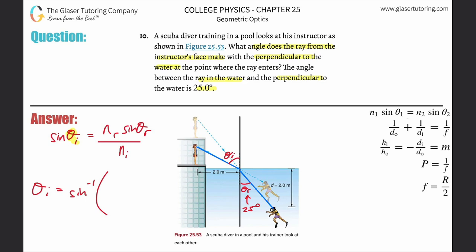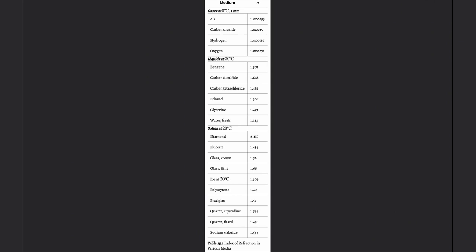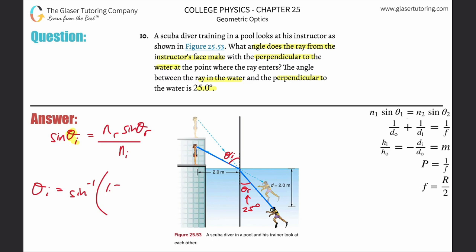What is the index of refraction of the refracted part? Well, this is water, right? So we go to our table and find water, under liquids. Here's water, fresh: 1.333, that's the index of refraction there. So 1.333 times the sine of the refracted ray, which was 25, divided by the index of refraction of air.